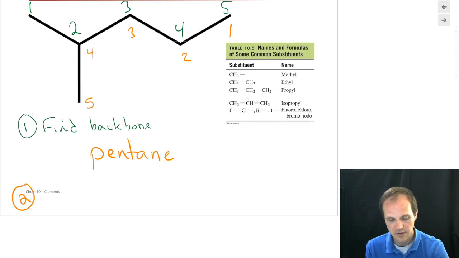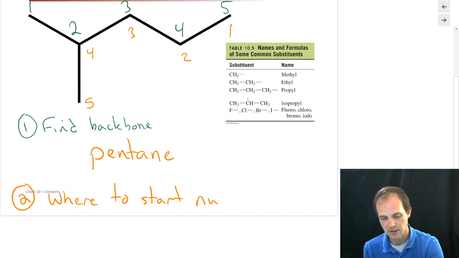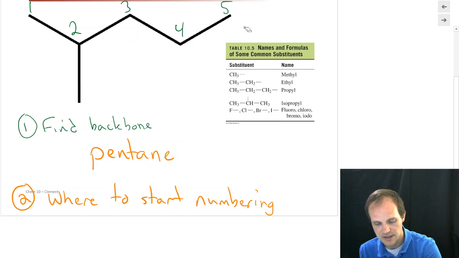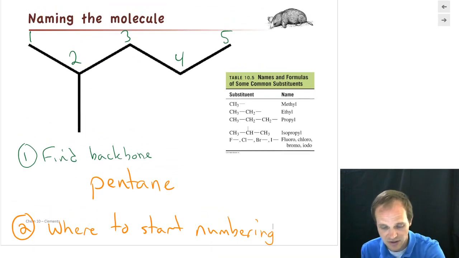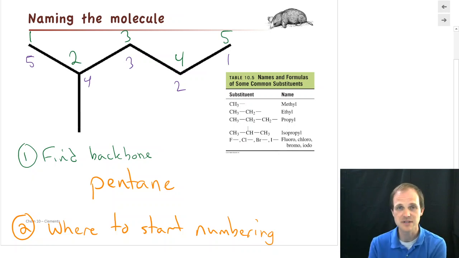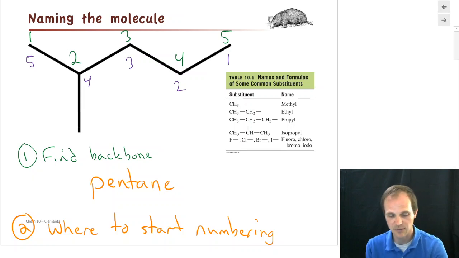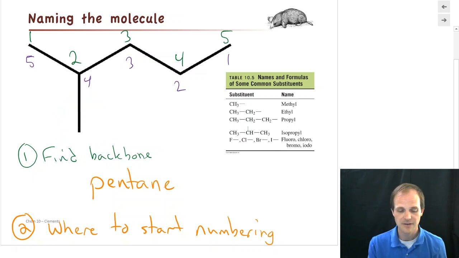2. We need to figure out where to start numbering. So I'm going to erase these orange ones here. And when I did my pentane there, I went from left to right, but I could have done right to left. I could have called this 1, 2, 3, 4, and 5. And there's really no difference in that. But how do we know where to start our numbering? We're going to use this numbering to tell someone that we've got this group sitting on a specific carbon as opposed to a different carbon. So how do we know where to start that numbering?